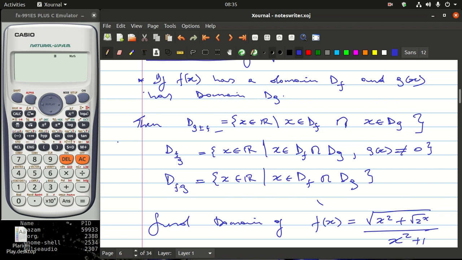In a nutshell, the domain of f of x plus or minus g of x is the same as that. The domain of f of x divided by g of x is that. And the domain of f of x times g of x is equal to that.